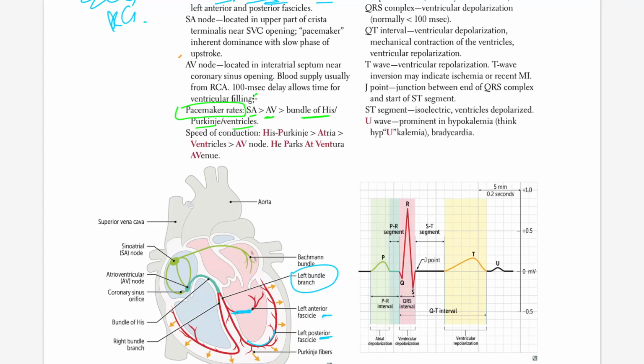And what rate are we looking at? We're looking at about 60 to 100 for the SA node. For AV node, we're looking at 40 to 60. For a bundle of His or Purkinje or the whole ventricle, we are looking at about 25 to 40. So the way we can look at that is 60 to 100, and then you have 40 to 60, and then you have about 20, let's just say 25 to 40.